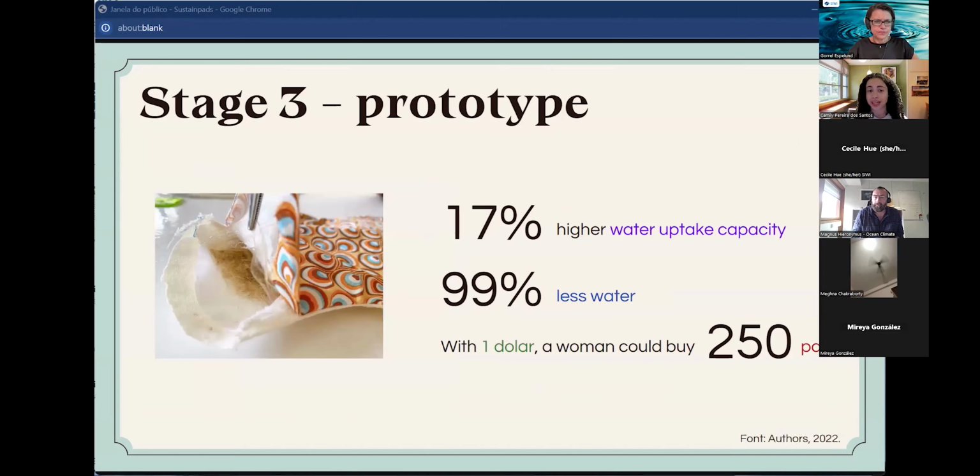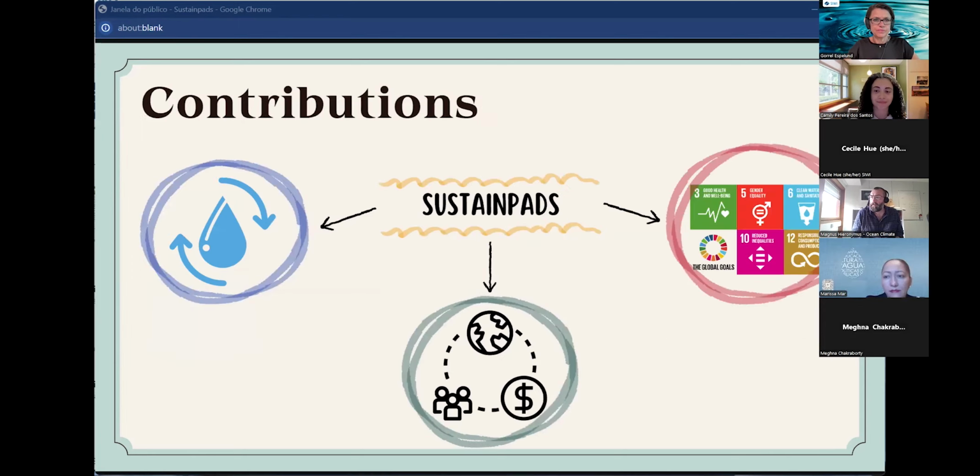The final prototype was able to absorb 17% more than conventional pads. Moreover, our processing uses about 99% less water. And with $1, a woman could buy 250 of our sanitary pads. So our project helps save the unseen water.